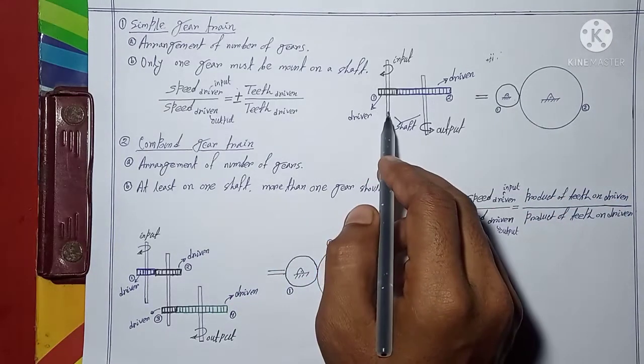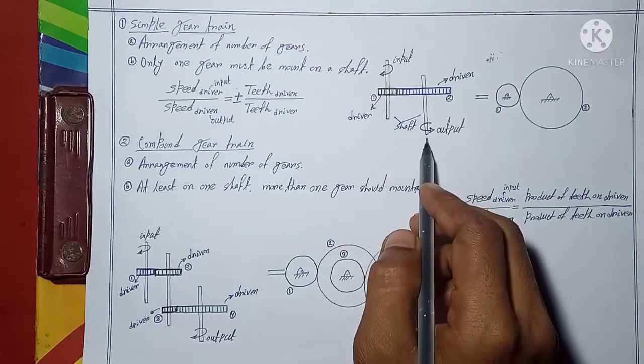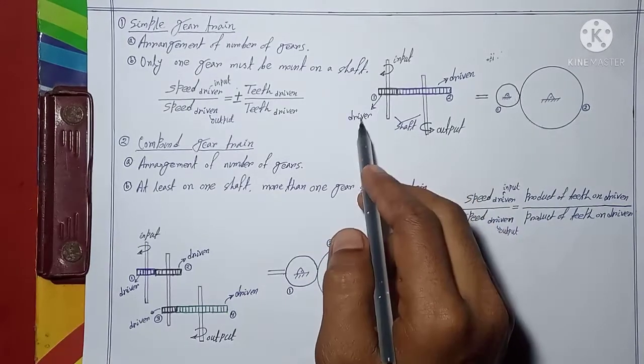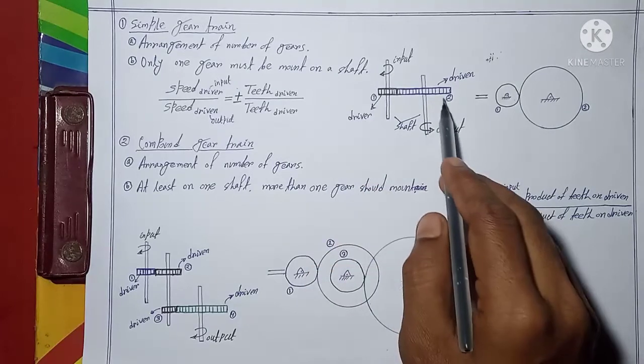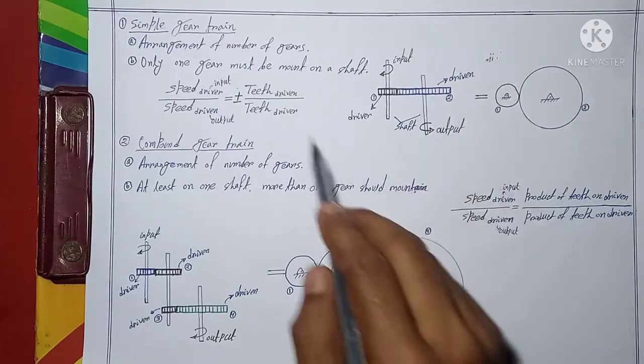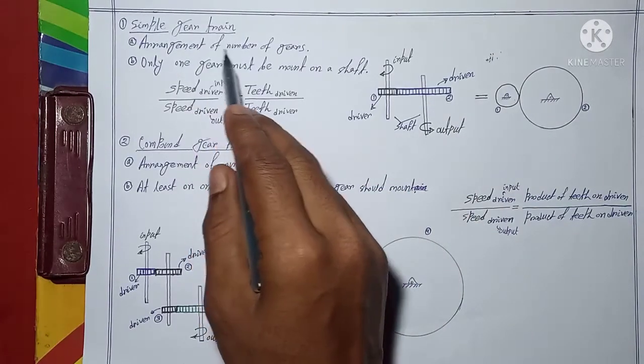Now you can see here, this is a shaft and this one is another shaft. This is gear number 1 and this is gear number 2. Now this shows the property of an arrangement of a number of gears.